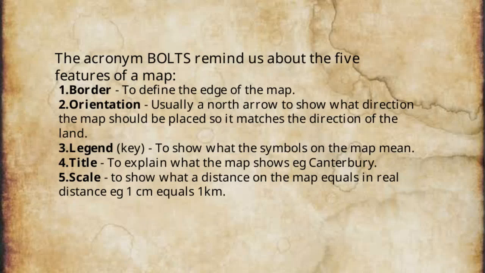Let's take a closer look at some of the key features that make a map useful. First, the border helps define the edge of the map, giving us a clear boundary so we know where the map starts and ends. Next, the orientation, usually shown with a north arrow, tells us which way is north, ensuring the map aligns correctly with the real world. Then, there's the legend or key. This is crucial because it explains what the symbols on the map mean, helping us interpret the information accurately.